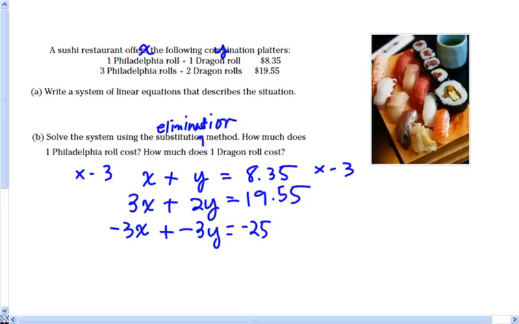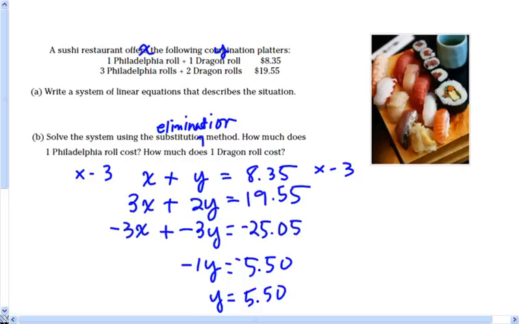-2505, I believe. I'm going to check that quick. Okay, now I'm going to add those two together, so I get -1y is equal to, that would be -25 plus 1955 equals $5 and -550, and -550 divided by -1 is equal to +550. So we just found that one dragon roll costs $5.50.